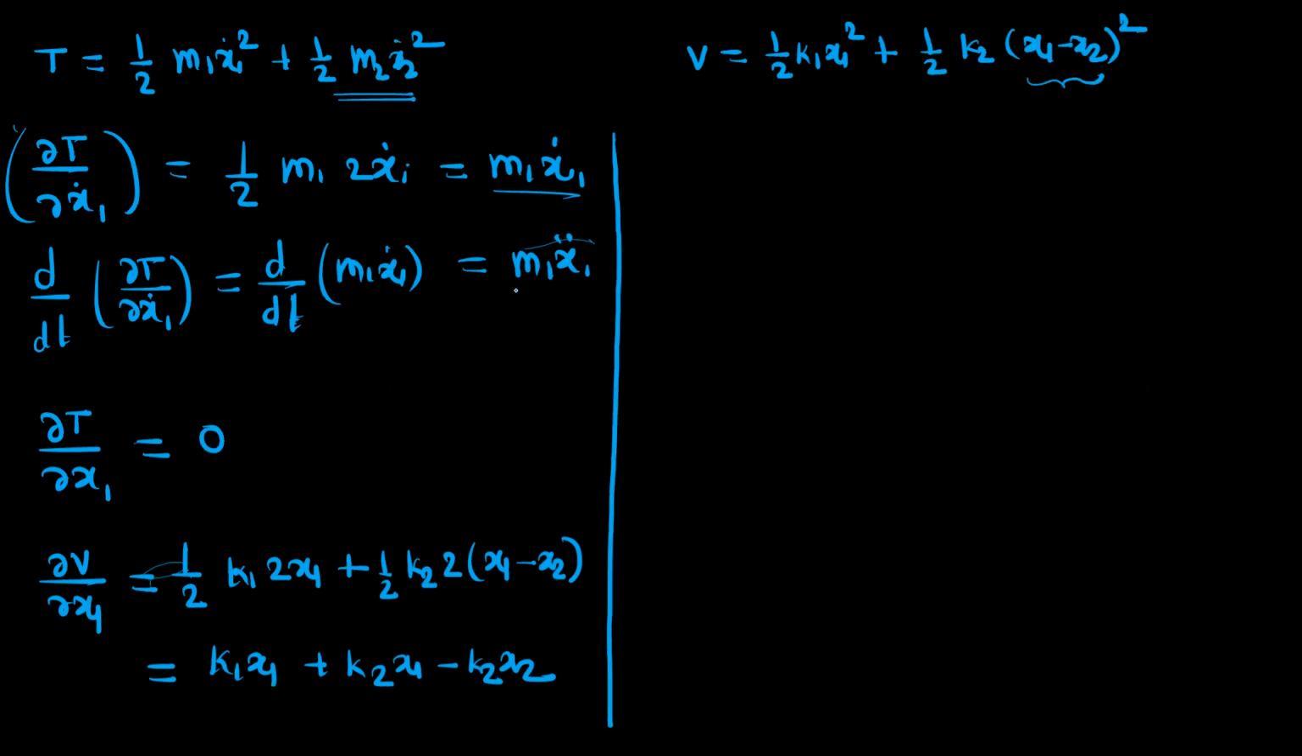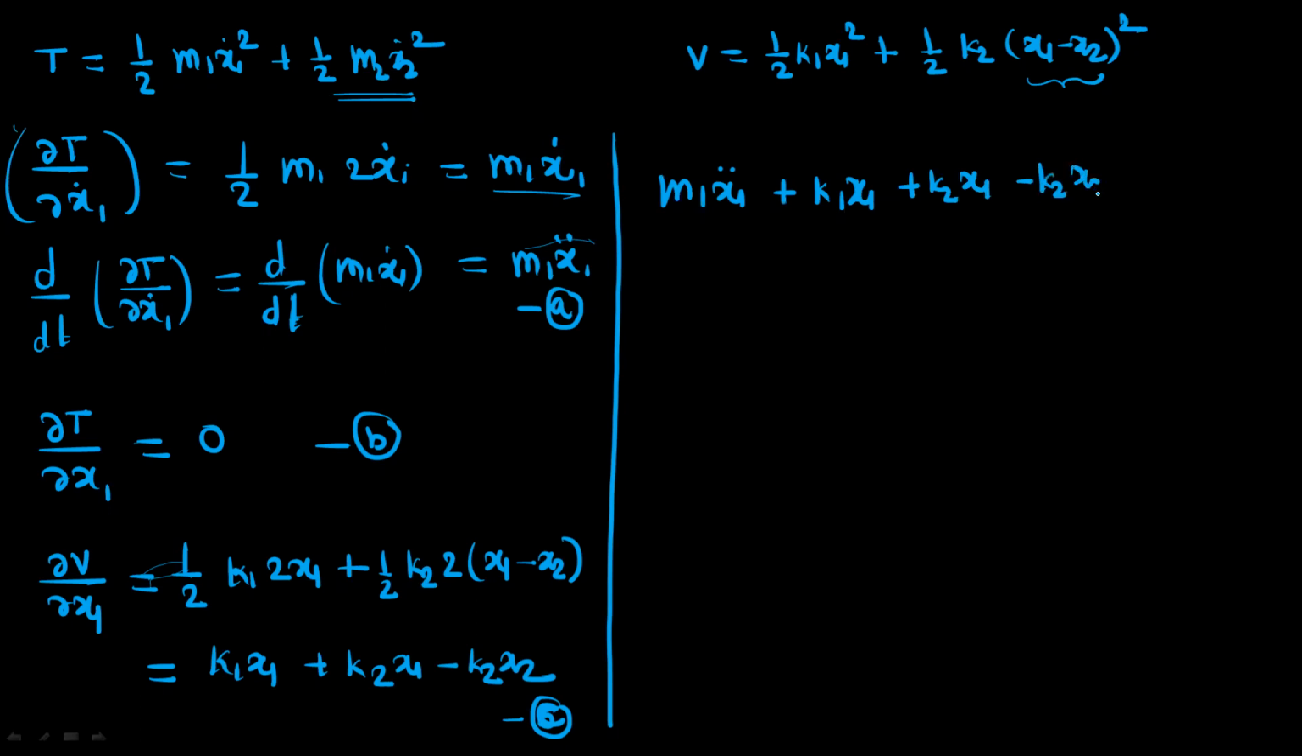So now put all these values. If I take this as A, this is B, and this is C, so put A, B, C in equation 1. So the complete equation will be m1 x1 double dot plus K1 x1 plus K2 x1 minus K2 x2. This is equal to 0. Okay.